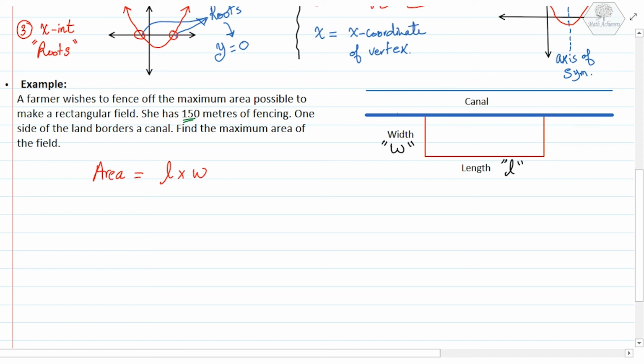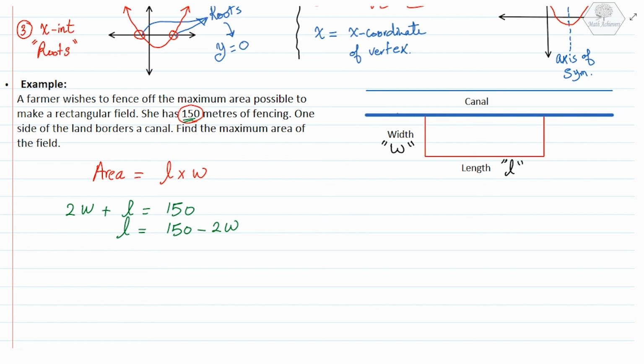So I need to form another equation using the given, which is the 150 meters. The 150 meters is the length of fencing having two widths and one length. So I have another equation: 2W plus L is equal to 150. Let's make L the subject. I'll have L equal to 150 minus 2W.